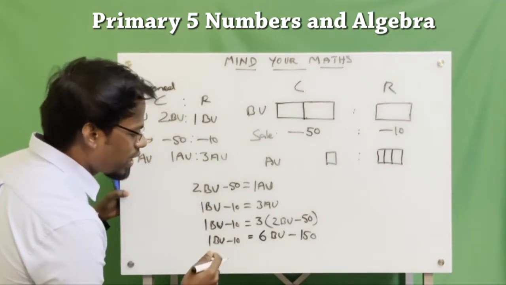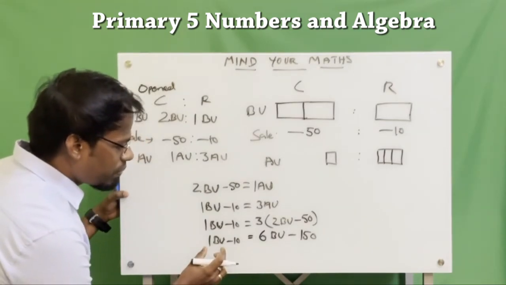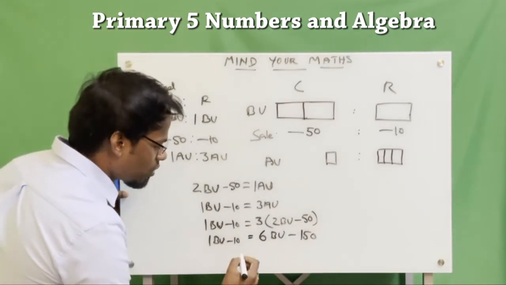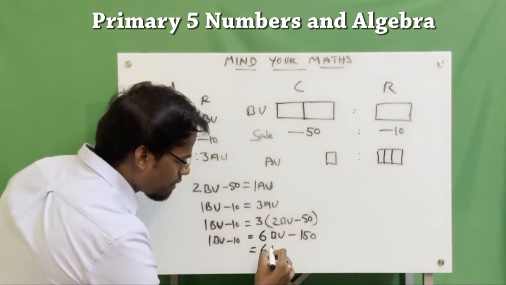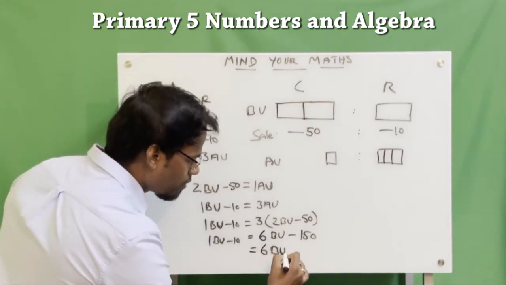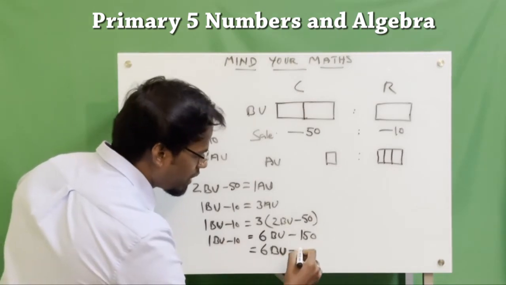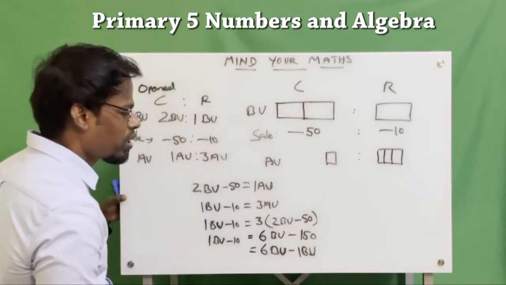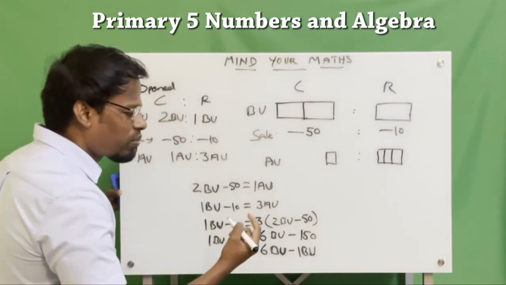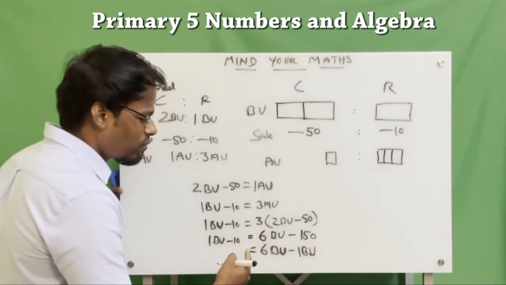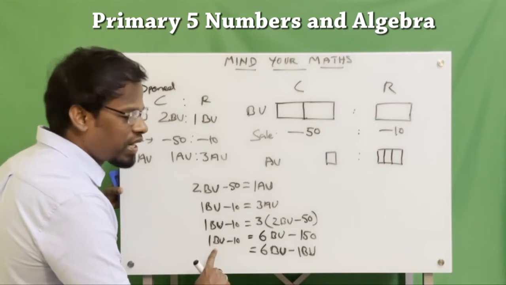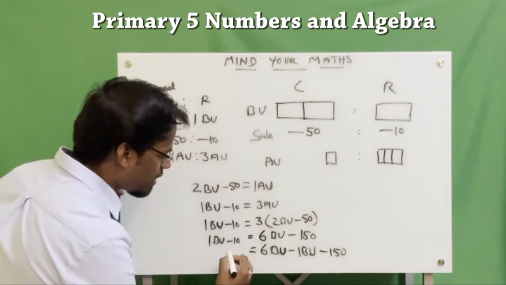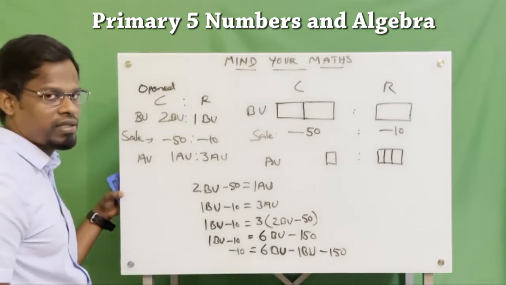When we bring this BU to the other side, it becomes a negative number. Which means 6BU minus 1BU, right? Maybe I'll write one more step. At one step I will just move only the values with the BU to one side and leave the 150 as it is, and the left side we are left with only minus 10, right?